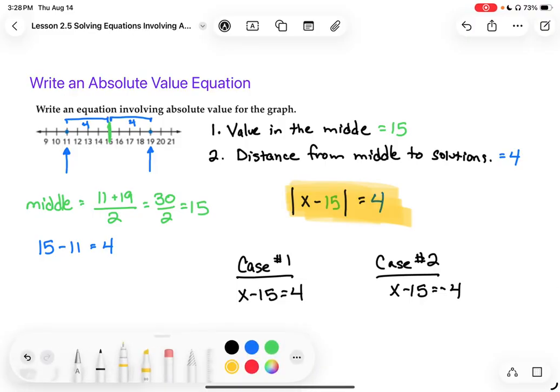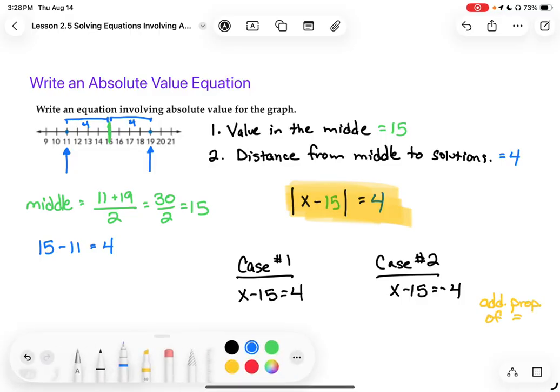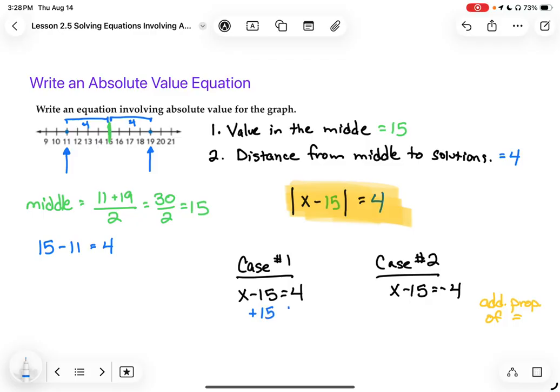And using the addition property of equality, we're going to add 15 to both sides. 4 plus 15 is 19. There's our first solution. Negative 4 plus 15 is 11. There's our second solution. Verifying that our equation, absolute value of x minus 15 equals 4, is correct.